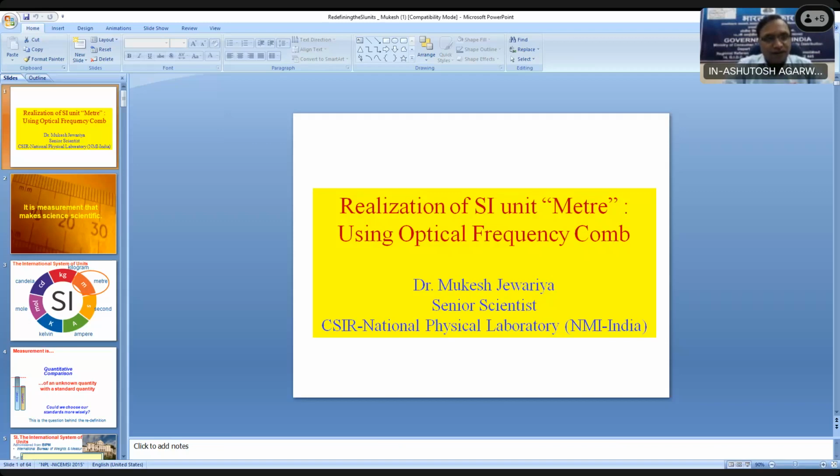As I am aware, we are also developing, with the help of Dr. Jevaria, laser interferometers at all our regional reference standards laboratories, to have the primary standard, or near the primary standard, for length measurement. Today we are going to discuss the primary standard with the comb, the new technology of the optical frequency comb. We will understand from Dr. Mukesh Jevaria what this technology is and how we are using it. It will be a very good experience and knowledge sharing for all participants.